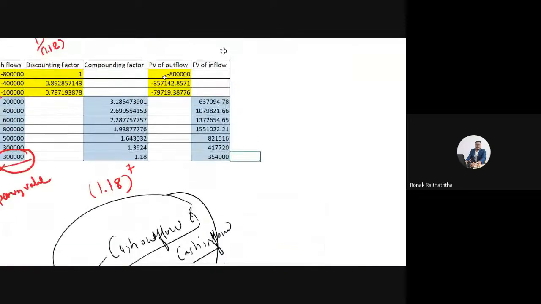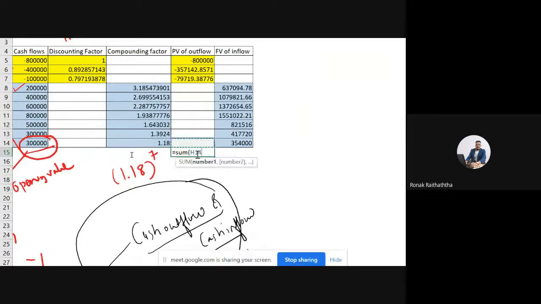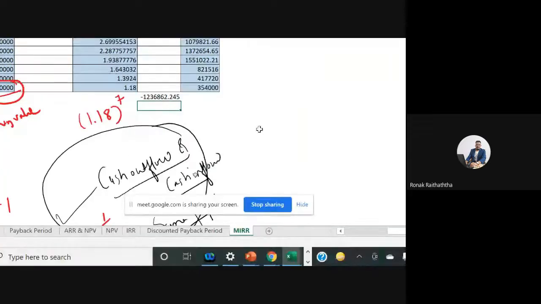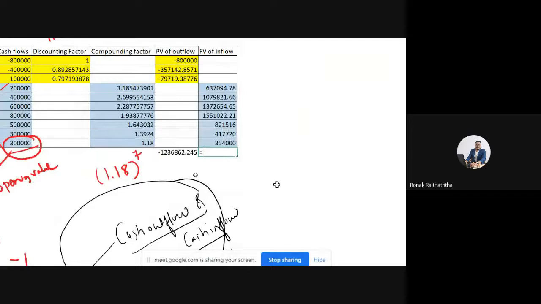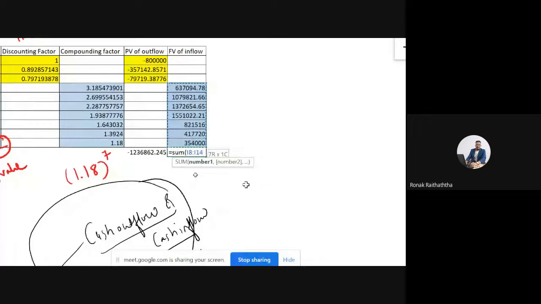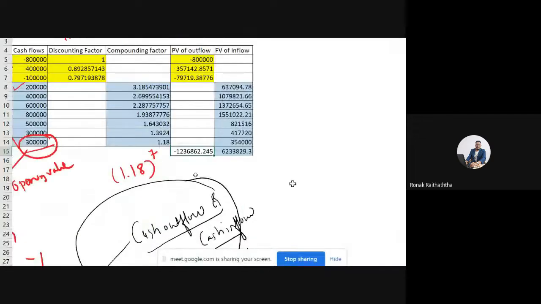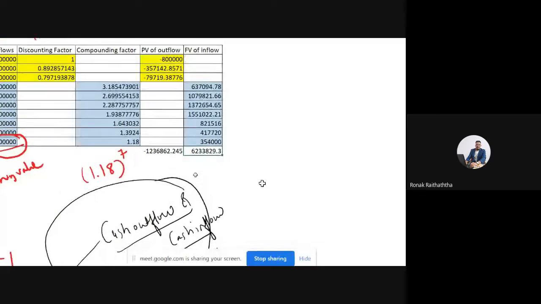So we have to total all of this. Let me first total the PV of outflows, equals to SUM. So the total of these three is coming to 12,36,862. And let me just do the total of the inflows too. So we get the total over here, 62,33,829.